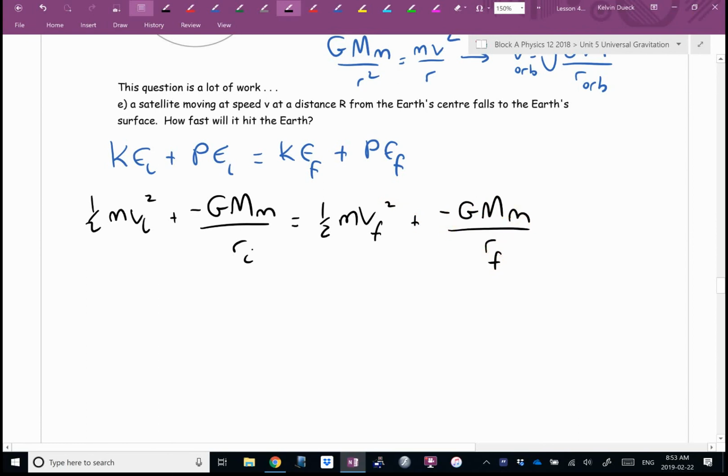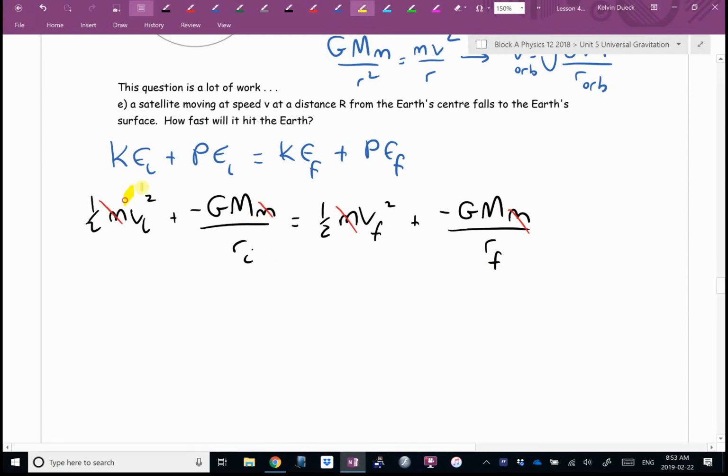This one is a little bit different because R final would actually be the surface of the Earth. In most of the other situations, we're ending up there, and so R final is your orbital distance from the center of the planet, way up there. Here, R final would be 6.38 times 10 to the 6th, or whatever planet we were dealing with. Once again, little m cancels. Yay!